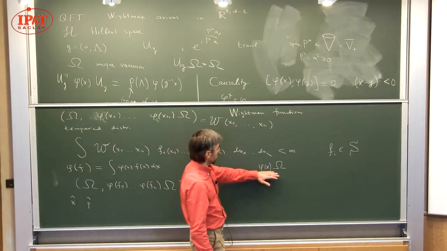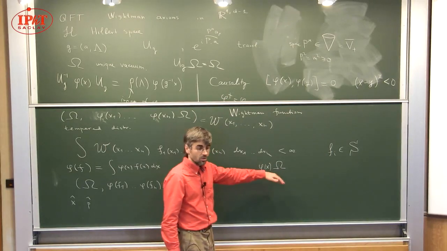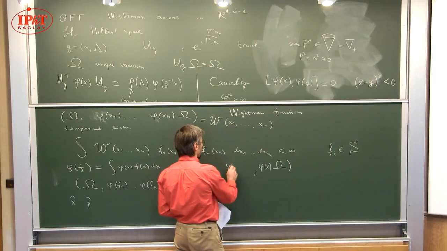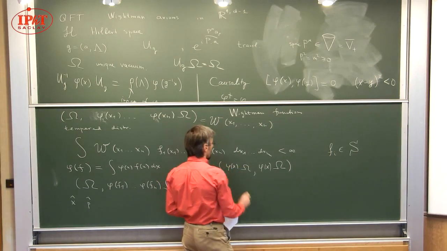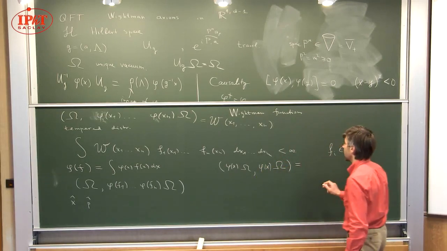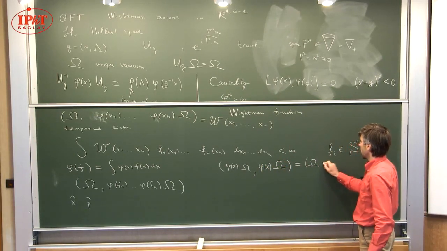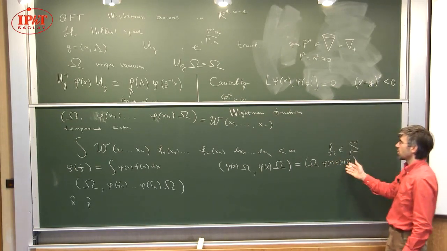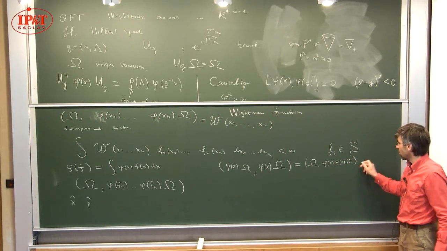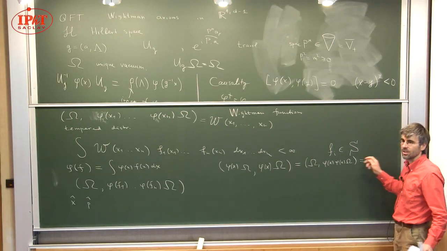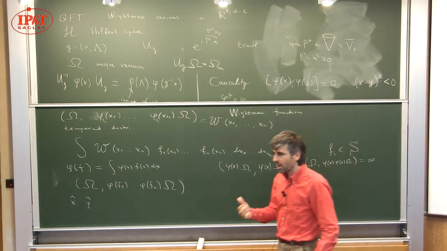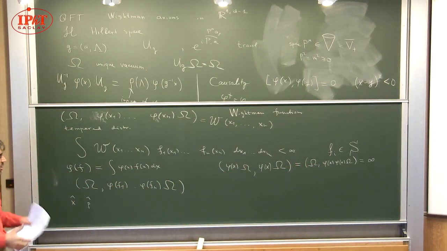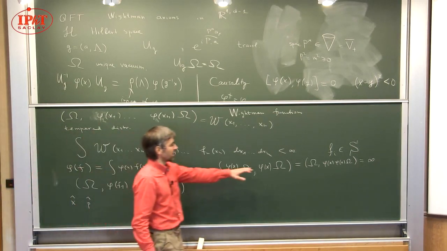So what I want to say is that phi of x acting on the vacuum. Let's consider this state, and let's compute its norm. The norm of this state is omega, phi of x, omega. So it's a 2-point function of phi at coincident points. So it's infinity. It's not defined. So we see that phi of x acting at a point, even if you apply it to the vacuum, you already get something which is not in the Hilbert space.